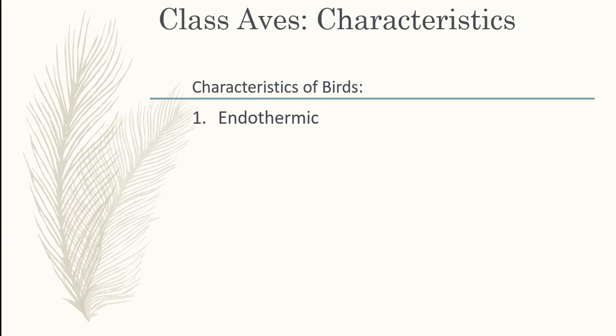First of all, they're endothermic. Remember what that means? That means that they are able to control their temperature, right? So like we can, they're warm-blooded. They shiver to warm up, and then they fluff their feathers to either warm up or cool down, that kind of thing. Okay, so they're warm-blooded.